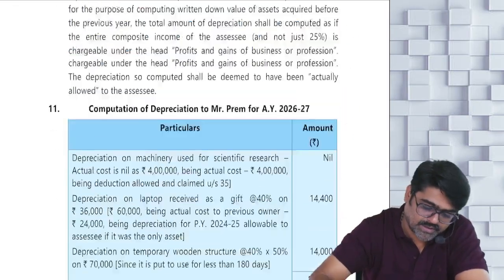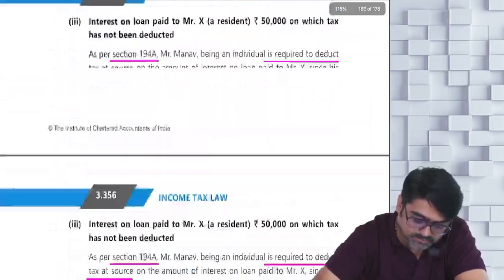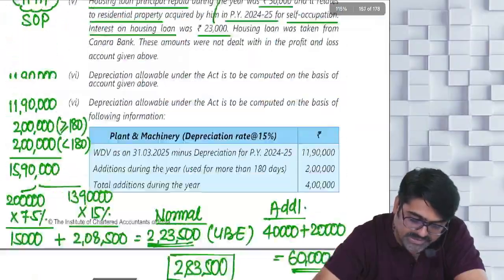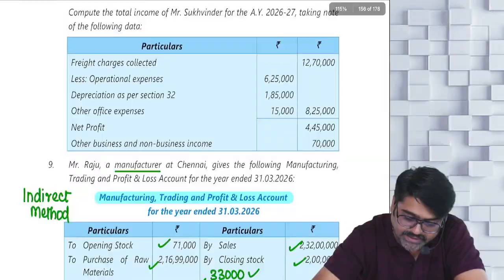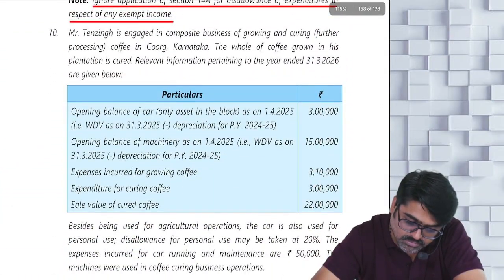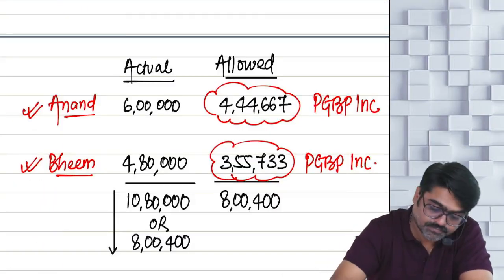Understanding? Okay. Now tell me, how many other questions are remaining? Question number 10 is remaining, no? 8 is also remaining. So 8 and 10, 2 questions are there, okay? Let's come to the other part of the chapter now.